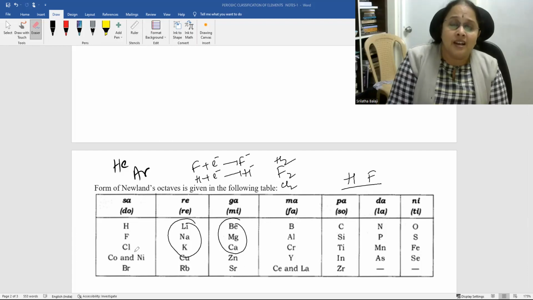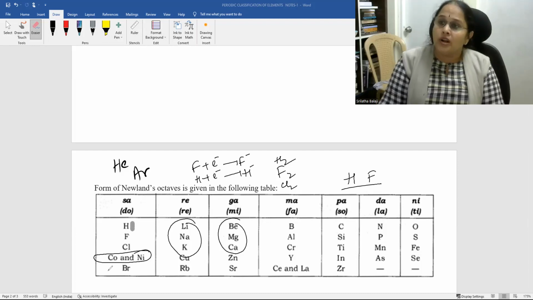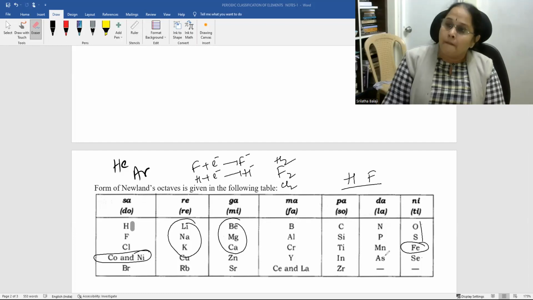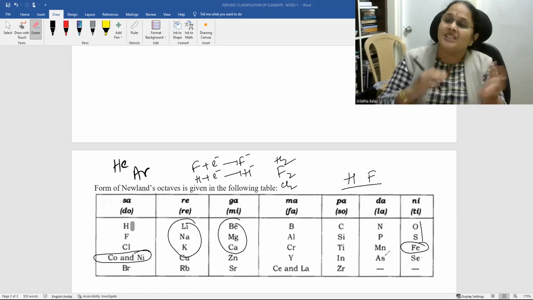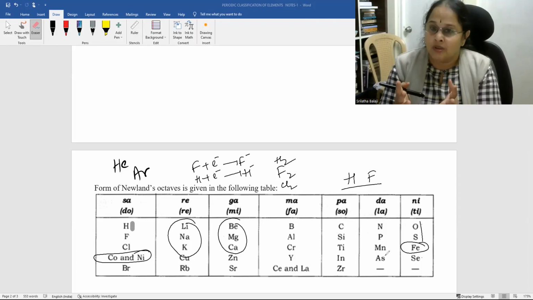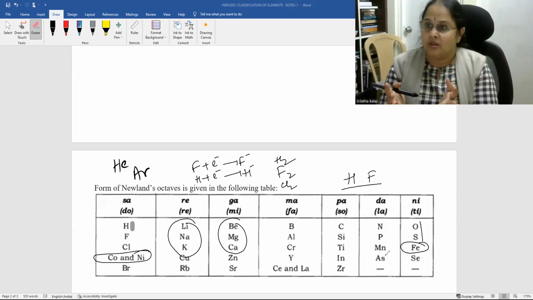The mismatch is in the group of non-metals, where is this metal coming? Cobalt and nickel. In the group of non-metals, oxygen, sulfur, selenium, where is this metal coming? So that's where some anomalies are found, some discrepancies are found.